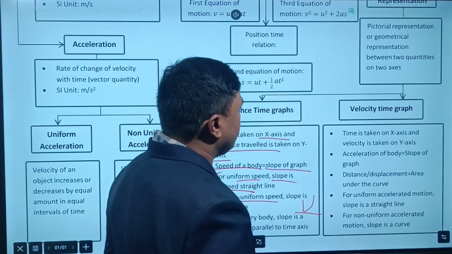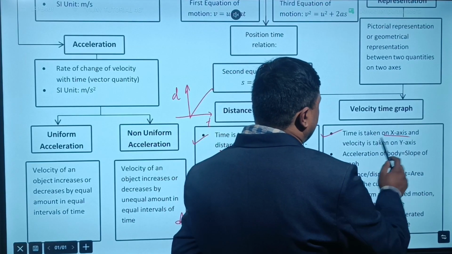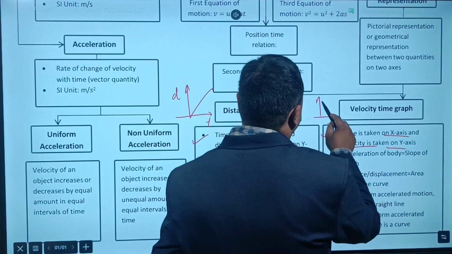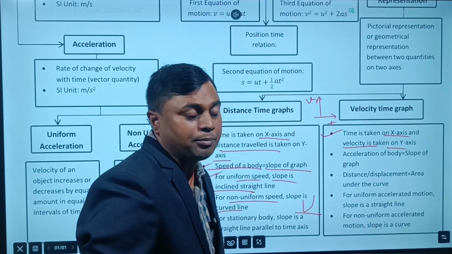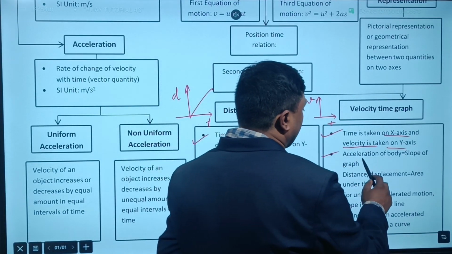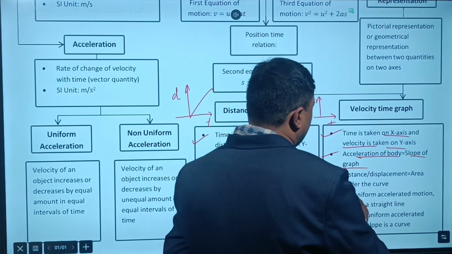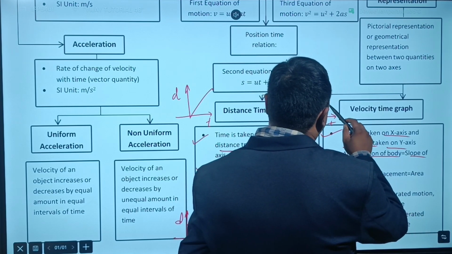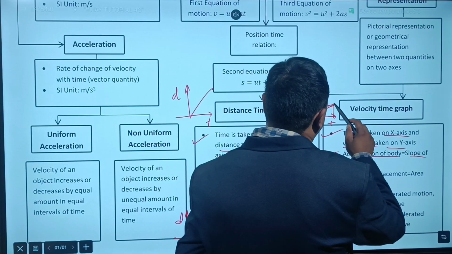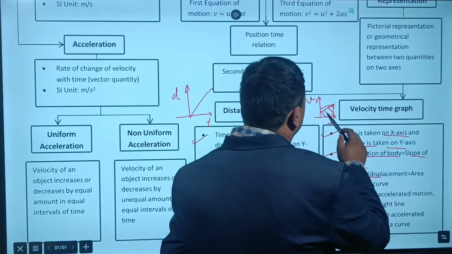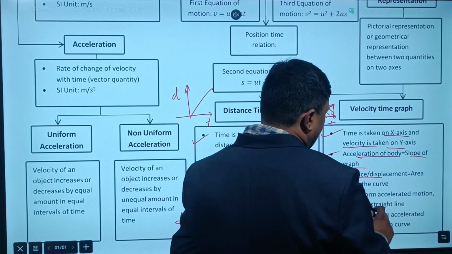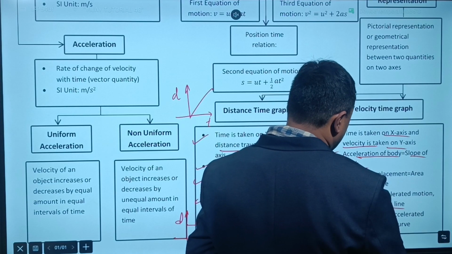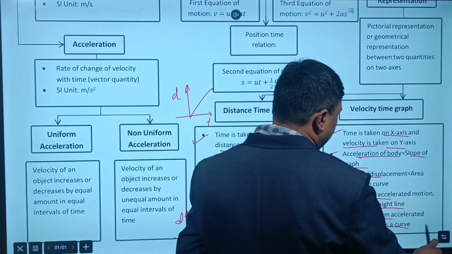Similarly, in the velocity-time graph, time is taken on the x-axis and velocity on the y-axis. The slope of the velocity-time graph gives you the acceleration. If you want to know the distance or displacement, you have to find the area covered by the graph. For uniform acceleration, the graph is a straight line. For non-uniform accelerated motion, the graph is a curved line.